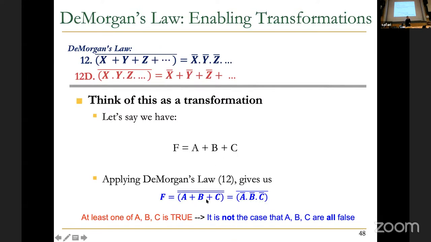And if you take the De Morgan of it, which is basically this complement of the complement, and then you basically take the dual, this says that it's not the case that A, B, C are all false. So logically, these statements are equivalent, right? At least one of A, B, C is true is equal to it's not the case that A, B, C are all false, which is what it states over here.